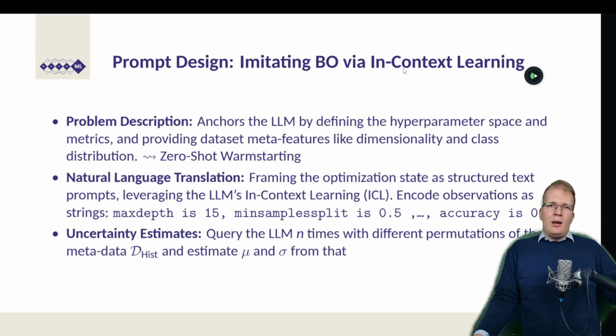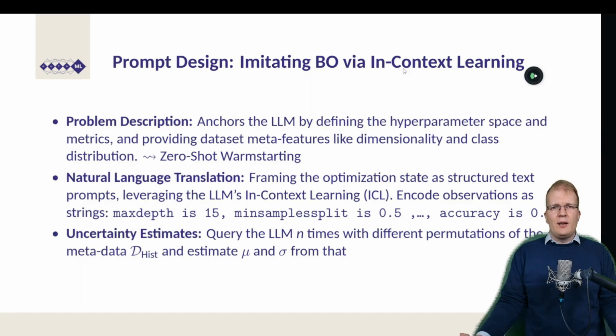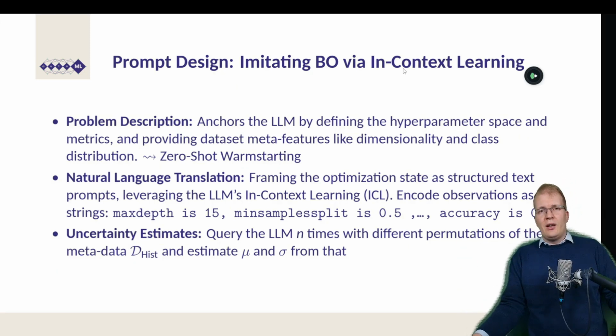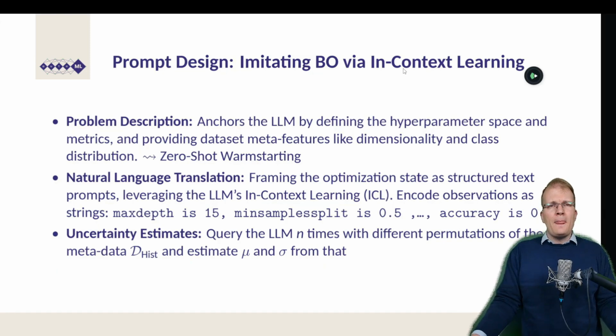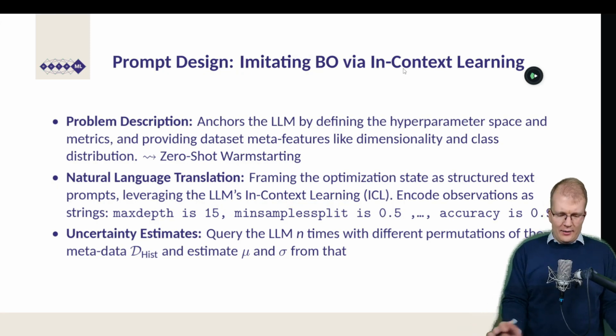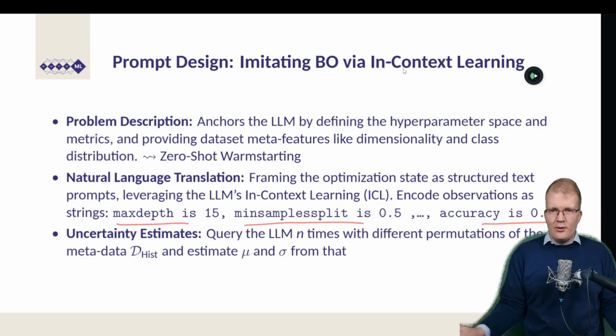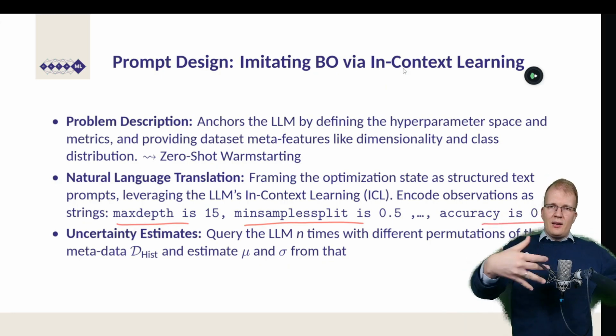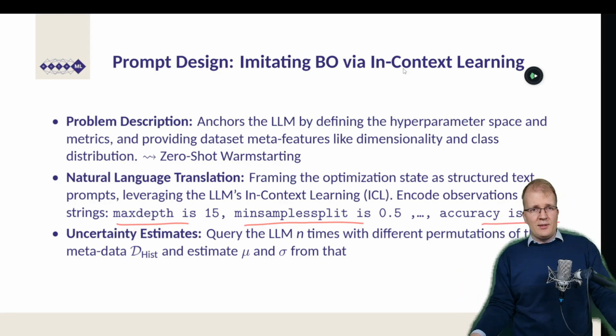Then the next question is how to do that actually with a large language model. So of course we anchor the LLM by defining the hyperparameter space, the metric, and providing dataset meta-features and descriptions like dimensionality, class distribution, and so on, to zero-shot warm start our LLM so that it knows more or less what we are talking about. Then the natural language translation should be more or less obvious, right? We translate everything to strings, saying something like max versus 50, min, simple, and so on. And the accuracy we observed is 0.9. But everything is in-context learning, so we're directly feeding in and getting samples or performance out.